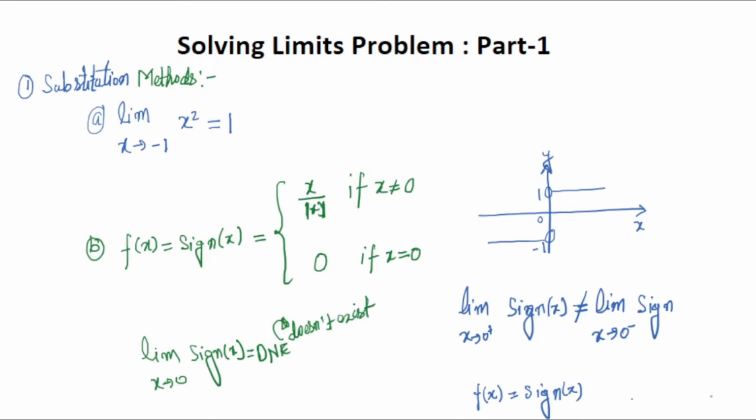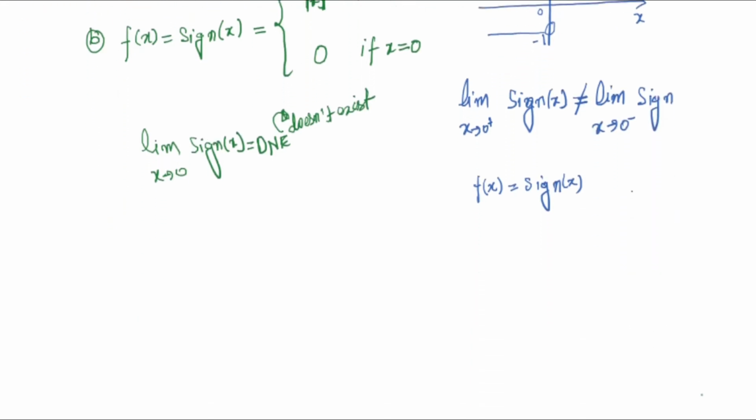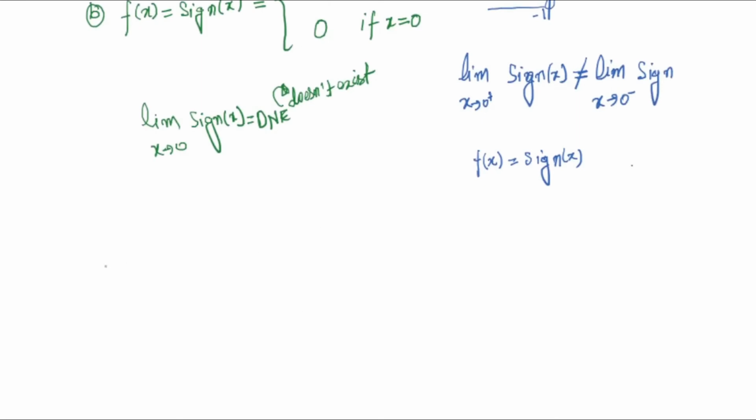Let me take the third example, the third type of substitution method. Let me change the color. Yeah, let me take the black one. This is some intuition about the limit questions which we are going to solve further. Here we are trying to understand where we can use the substitution method and where we are not able to use it. So we are trying to understand what type of problem we get and what way we are going to choose to solve that problem.